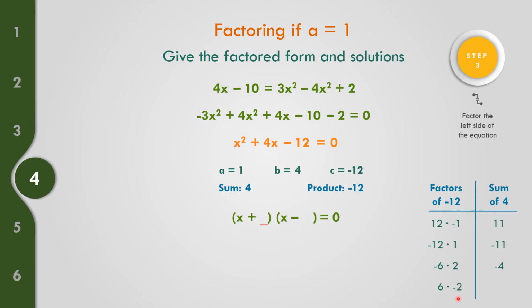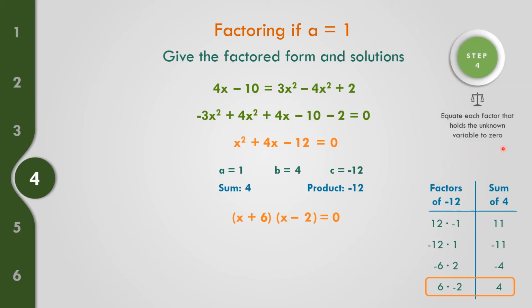Pagpalitin natin yung sign. 6 times negative 2 is negative 12, correct? So, 6 minus 2, that is equal to positive 4. So, as you can see, 6 and negative 2. So, ilalagay natin siya dito. So, the factors are x plus 6 times x minus 2, that is equal to 0.